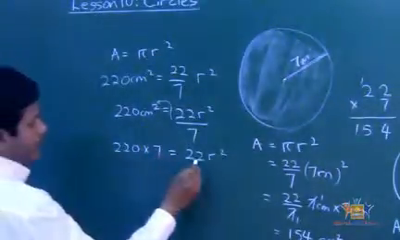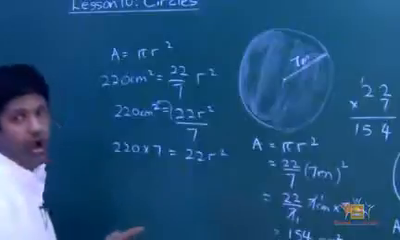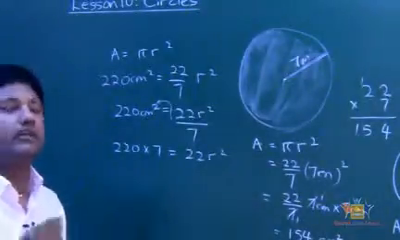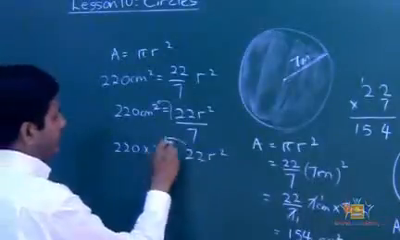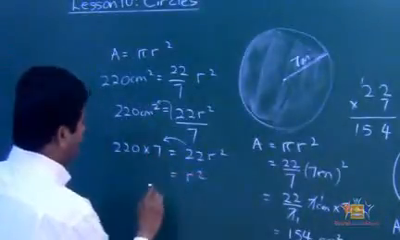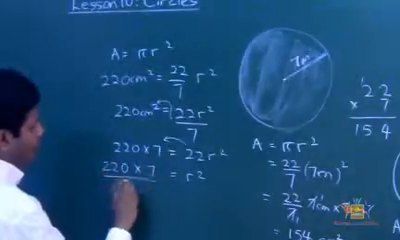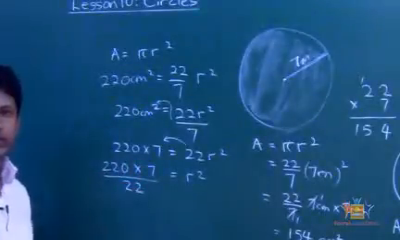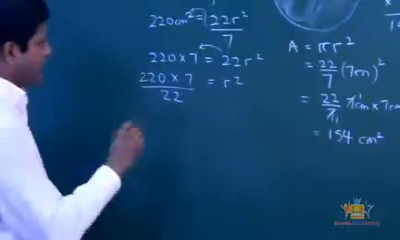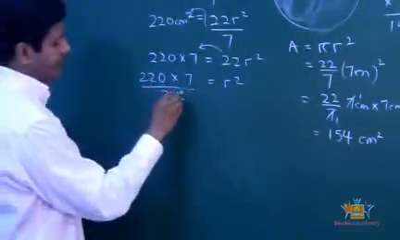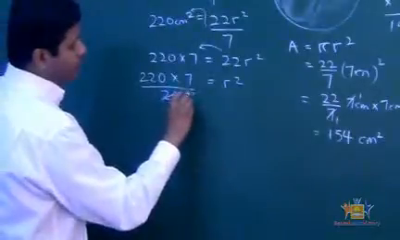Then what is 22 doing to r? It's multiplying. Multiplication crossing the bridge becomes division. We take the 22 across this time. So r squared equals 220 times 7 over 22. See what I'm doing? Now look at this. I can cancel the 22 with 220, because I can divide 220 by 22.